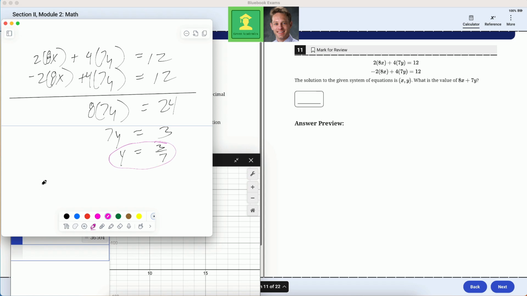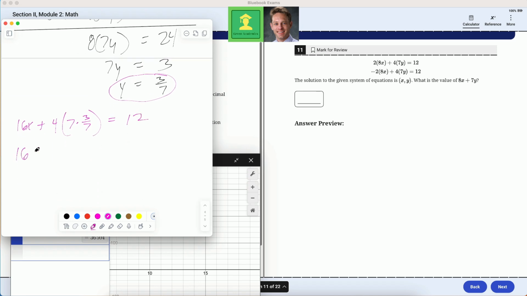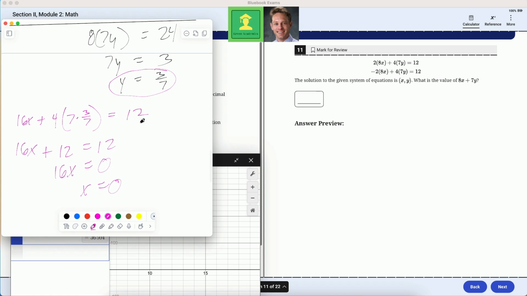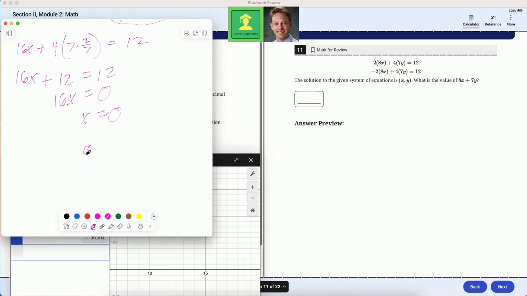Okay? Then you could take that factoid and plug it back into any of the equations to get a true statement for x. So let's see, if we plug it into the top, you're looking at 16x plus 4 times 7 times 3/7 equaling 12. There probably was a more clever way to do this, but let's not beat ourselves up about that. 7 times 3/7 is 3, which gets you to here. Interesting, which gets you to x being 0. So this actually collapses to something very simple. So 8x plus 7y is simply 8 times 0 plus 7 times 3/7, which is 3.